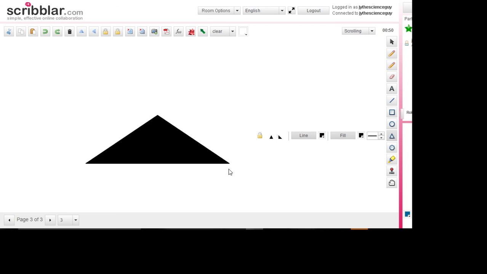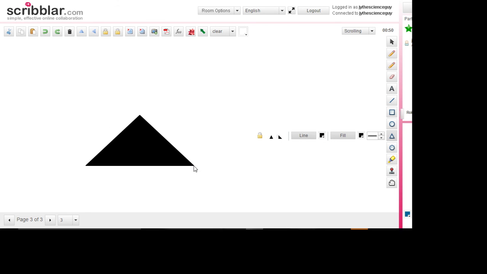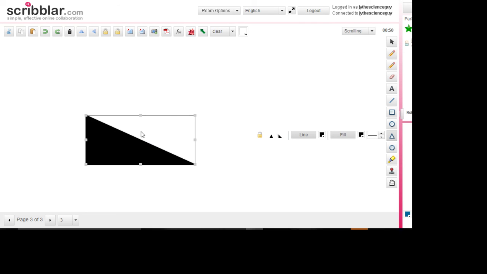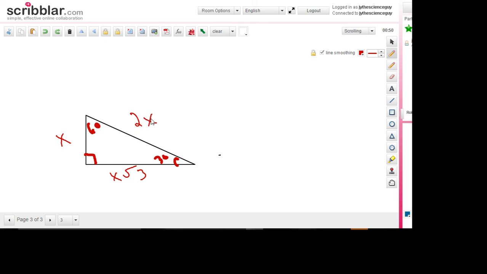How are you supposed to make a right triangle? It's got a right triangle button there. There we go. And now let's not fill it. Alright, so this is 30. This is 60. That's 90. And the pattern is x, x root 3, 2x.